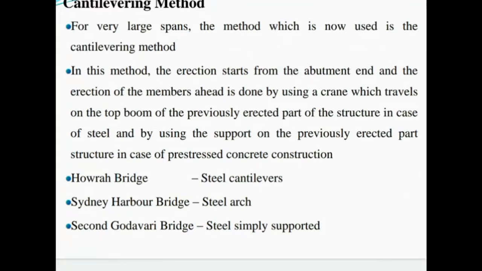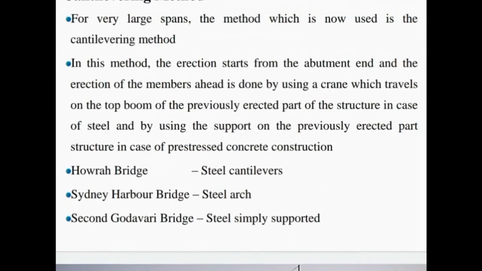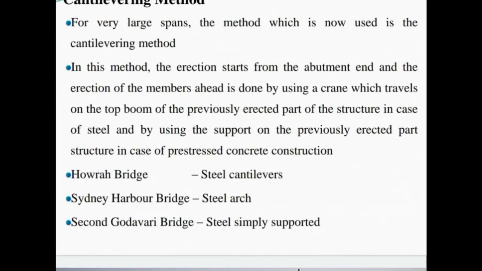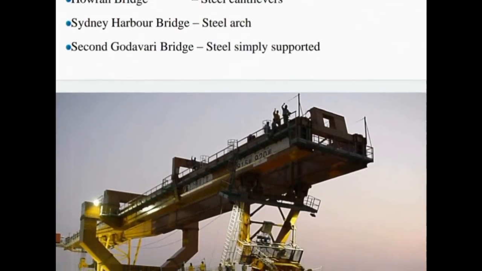Now you can see some of the bridges that are constructed using cantilever, steel, and some with the simply supported method. The Howrah Bridge is one which is used as a cantilever steel. The Sydney Harbour Bridge is made of the steel arch, and the second Godavari Bridge is made of the simply supported steel method. And this is one of the cantilever method.